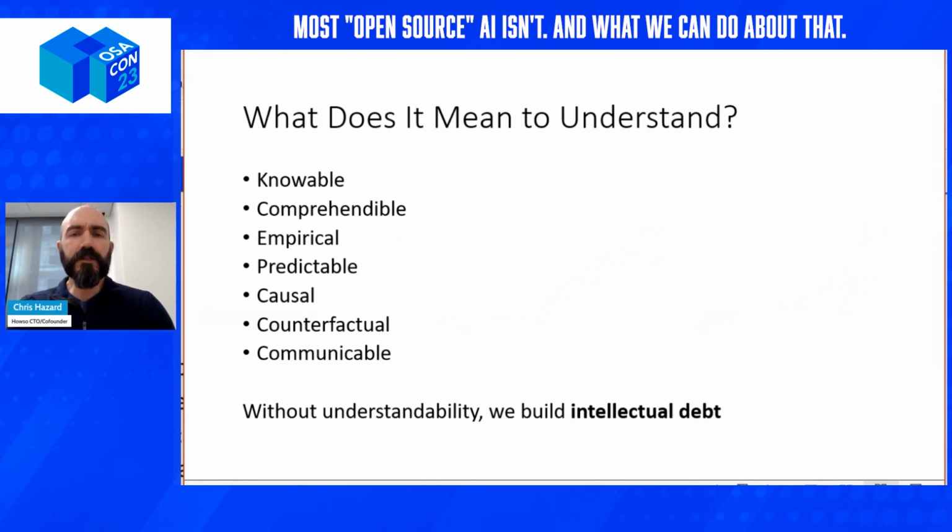Now, what does it mean to understand? If we're talking about open source and openness, understanding has to be a piece of it, and is it part of the fundamental definition? Knowable, comprehensible, we can measure, we can predict it. Are there causal mechanisms? What if something had been a little bit different? Can we communicate it? If we don't have that understandability, we're just building intellectual debt.